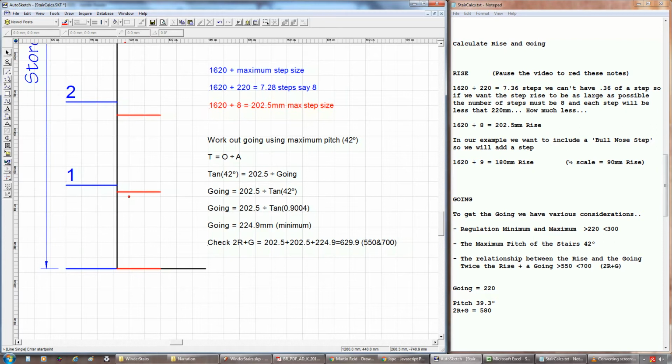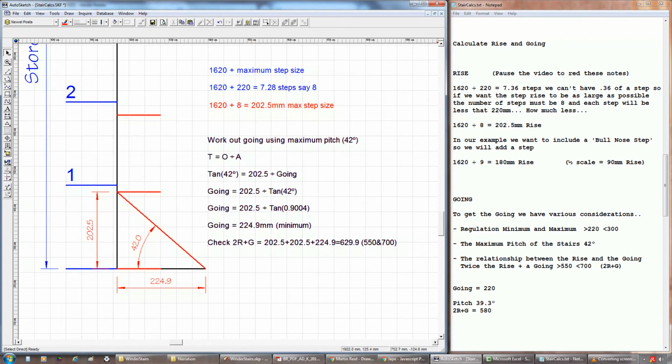I can use this 202.5 to work out my going. If I know that the angle is maximum 42 degrees, then the going is 202.5 divided by the tangent of 42 degrees, which will give me 224.9 minimum going. If I do the 2R plus G check on that, I get 629 or 630 millimeters, which is greater than 550 and less than 700.